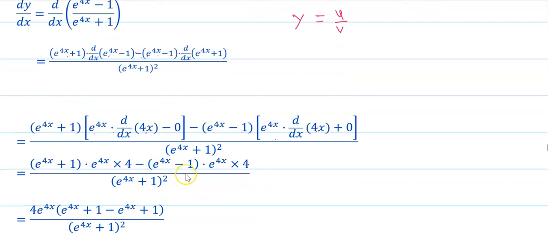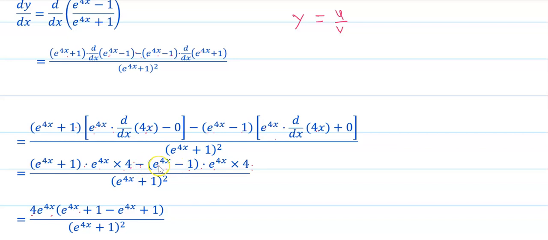Next simplification: e raised to 4x plus 1 into e raised to 4x into 4 minus e raised to 4x minus 1 into e raised to 4x into 4. Next, e raised to 4x into 4, e raised to 4x into 4, take it as common. Means what? 4 into e raised to 4x, this also we took common. Next, what remains? e raised to 4x plus 1 minus in bracket e raised to 4x minus 1. If you open the bracket, then the sign will change.